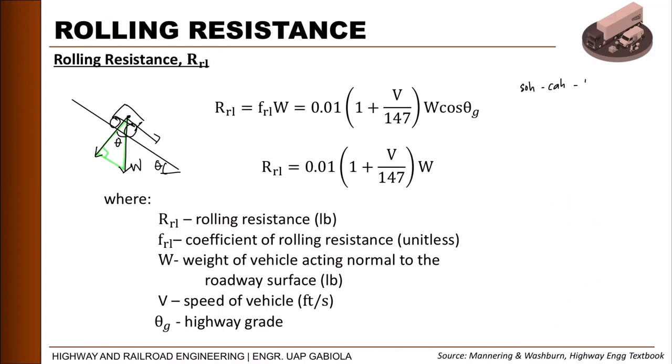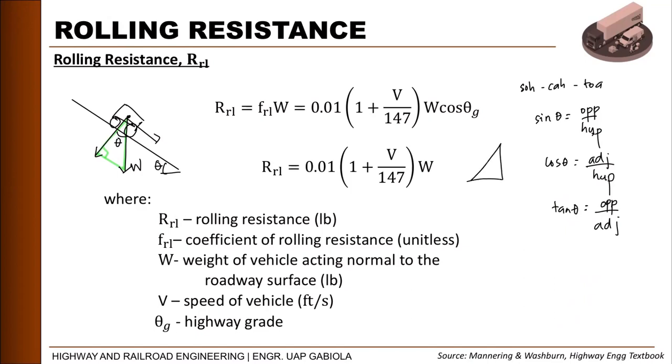SOHCAHTOA. Ano ba ibig sabihin ng SOHCAHTOA? So, we have sine of an angle is equals to opposite over hypotenuse. Okay? We have cosine of an angle equals to adjacent over hypotenuse. And we have tangent of an angle is equals to opposite over adjacent. Okay? So, ano yung reference niyan?